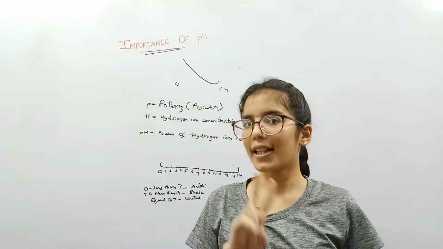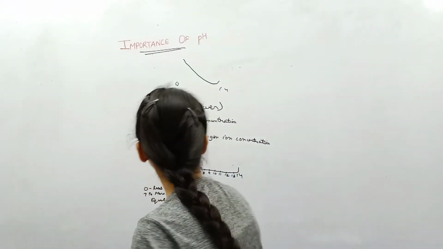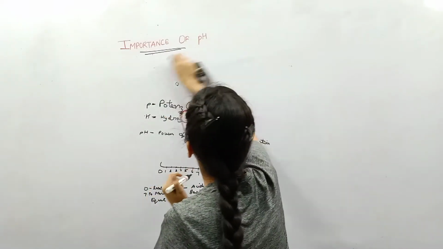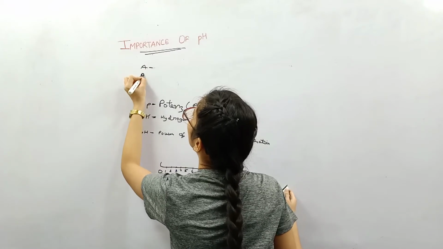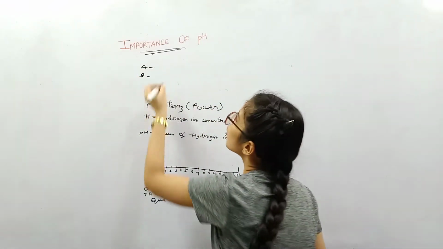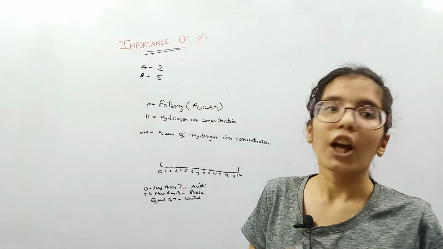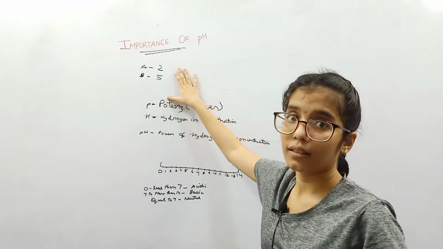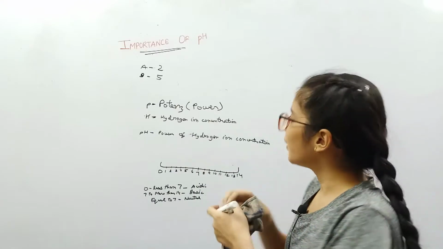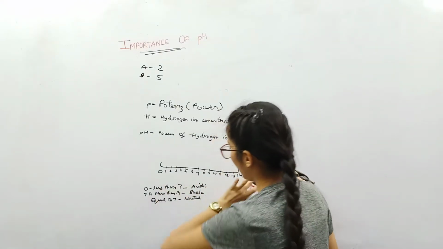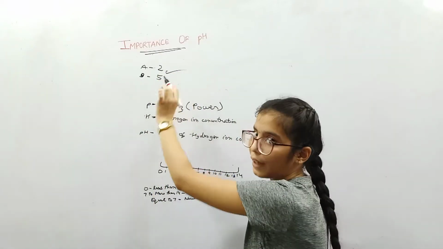So if I ask you, there are two substances, A and B. A shows a pH of 2 and B shows a pH of 5. Think about which one would be more acidic. As I have already told you, the concentration increases from right to left. So first 5 will come, then 2. If we go in increasing order, then 2 would be more acidic than 5.